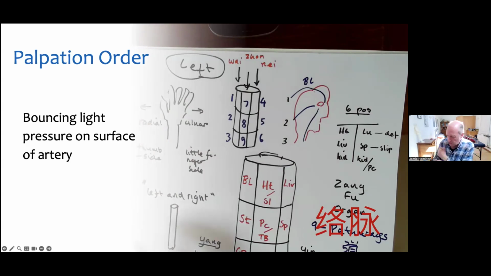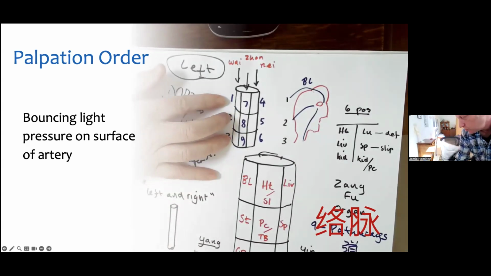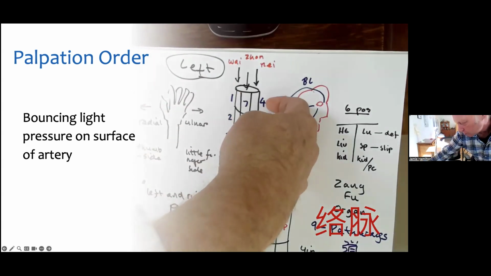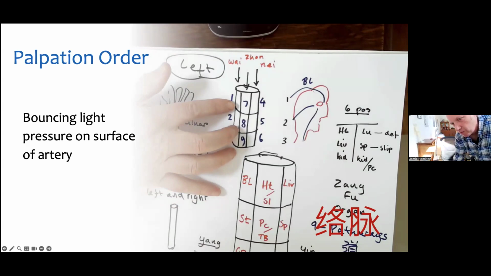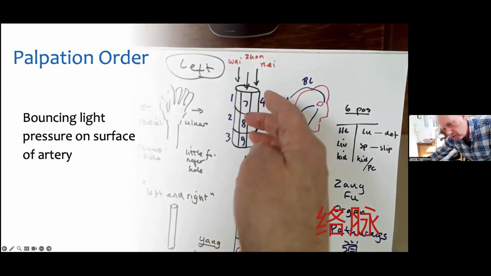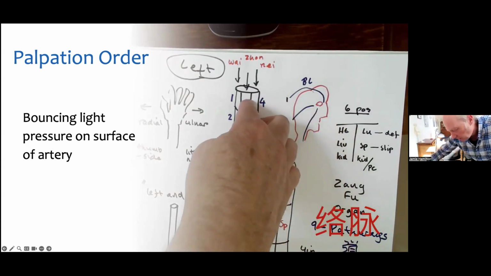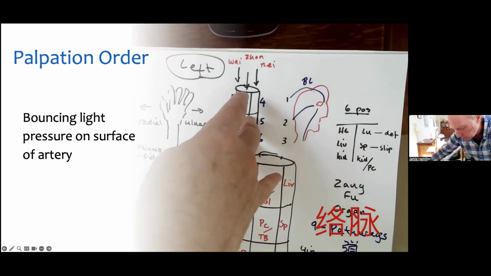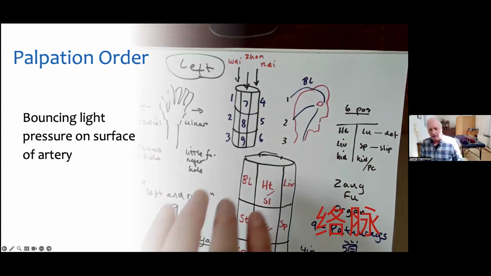The 1, 2, 3 at the beginning is with a pushing feeling. Push, push, push, hooking, pull, pull, pull, and settling on the top. I'll start again. Push 1, push 2, push 3, hook, pull 4, pull 5, pull 6, and then settling at the top, 7, 8, 9. So that's the order. And the palpation style is a bouncing light style.